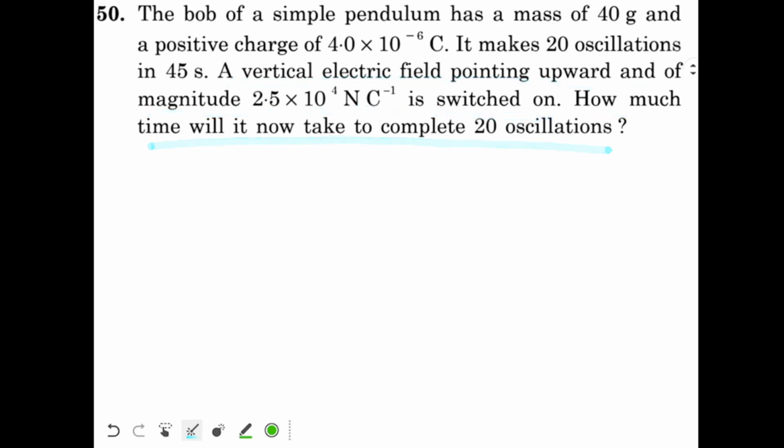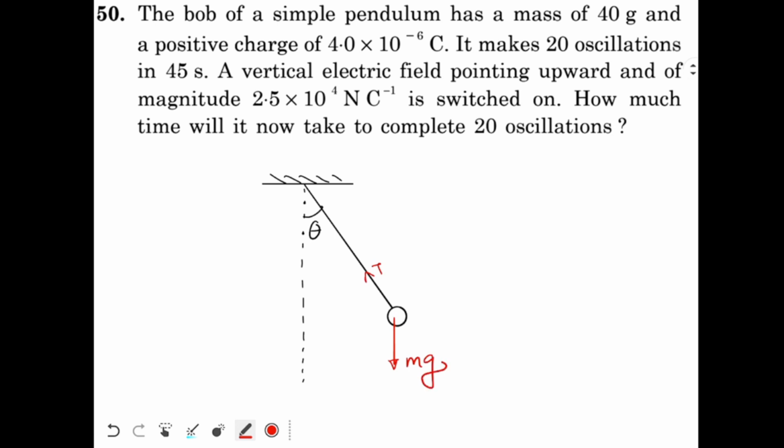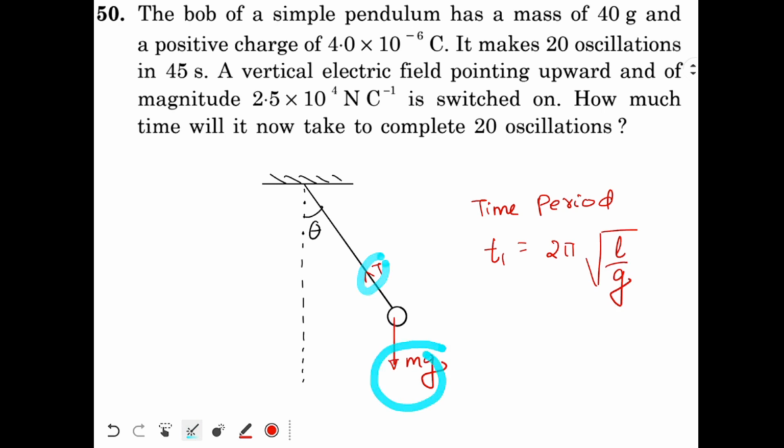So let's see. Here you can see a simple pendulum. This is the string and this is the pendulum itself of mass m. Now what are the forces acting on this pendulum if there is no electric field? In that case we have tension over here and we have mg downwards. So in this case, what is the time period? Time period will be 2 pi root L by g. The net force acting on the pendulum besides tension is mg. So time period is 2 pi under root L by g.